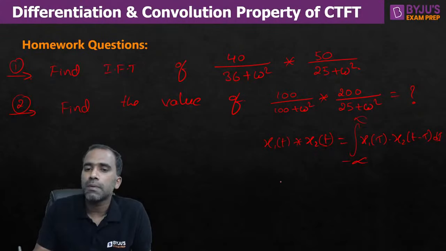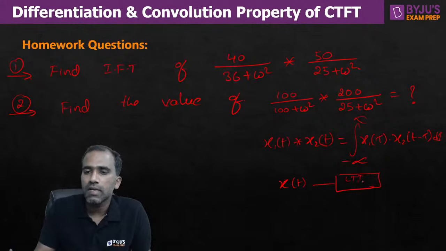So what is the practical importance of it? If you take a signal x of t and pass it through an LTI system, LTI systems have something called impulse response, which we denote with h of t. If you want to find the output of the LTI system, how do you find it? We find it with the help of convolution: x of t convolved with h of t.